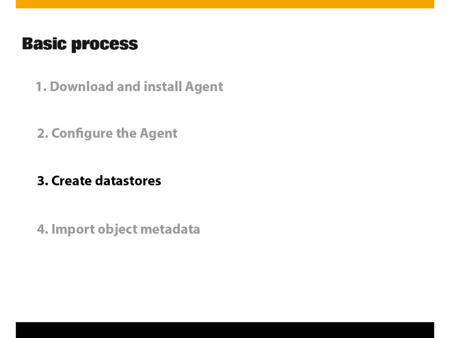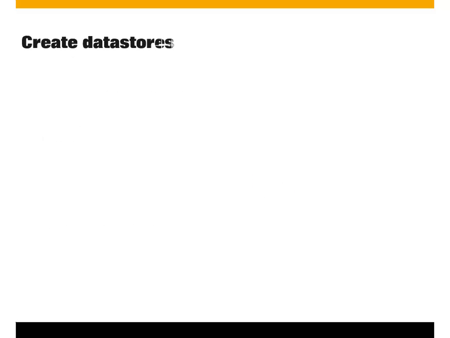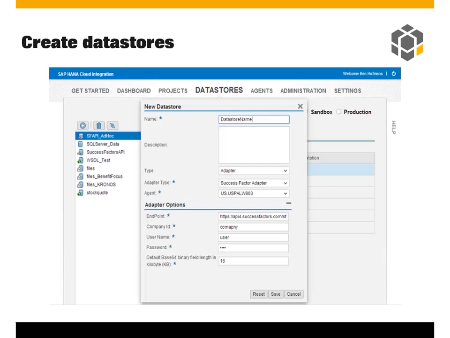Now, after installing and configuring the agent, you can create data stores. A data store represents a connection configuration between the software and a database or application, and may be direct or through an adapter or extractor. The data store configuration allows HANA Cloud Integration to access metadata from and to read data from or write data to the database or application when it executes a task.